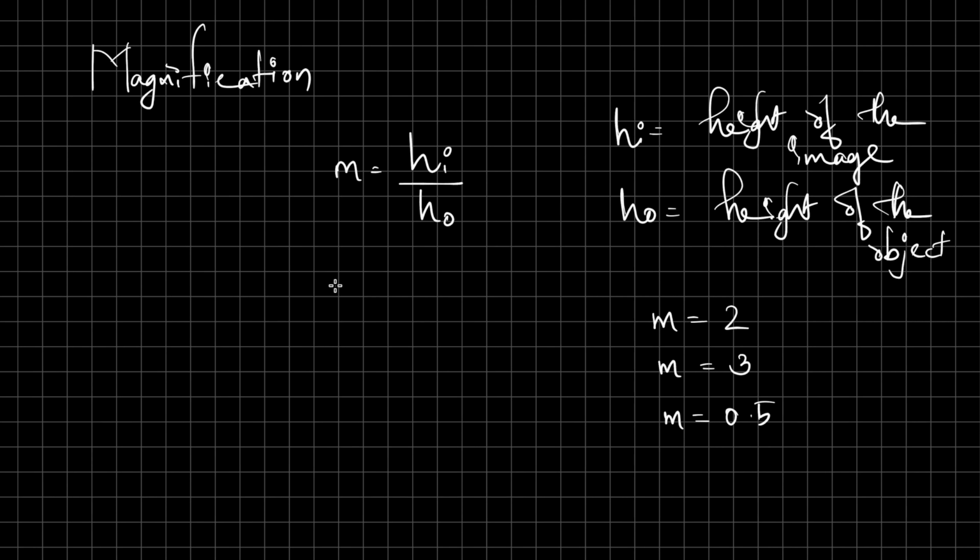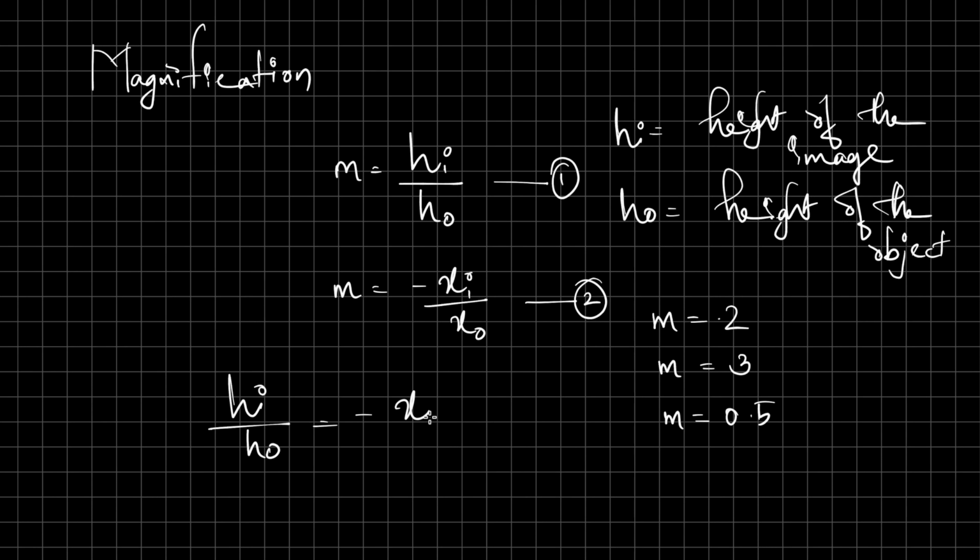Another equation for magnification is m equals minus xi over xo. Xi is the image distance, xo is the object distance. So I'm going to call this equation number 1, this one equation number 2. Left hand side is m for equation number 1 and 2. So you can equate the right hand side. Hi over ho equals minus xi over xo. We'll be using this equation when we solve problems.